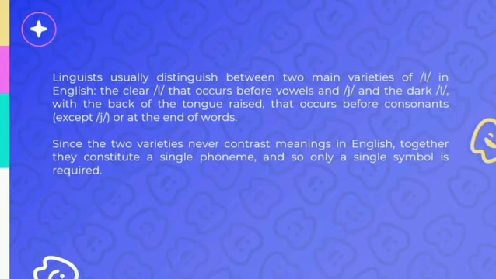Linguists usually distinguish between two main varieties of L in English: the clear L that occurs before vowels and y, and the dark L, with the back of the tongue raised, that occurs before consonants except y or at the end of words. Since the two varieties never contrast meaning in English, together they constitute a single phoneme, and so only a single symbol is required.